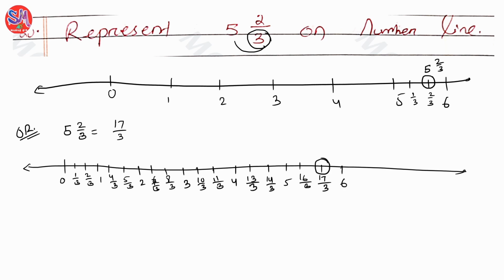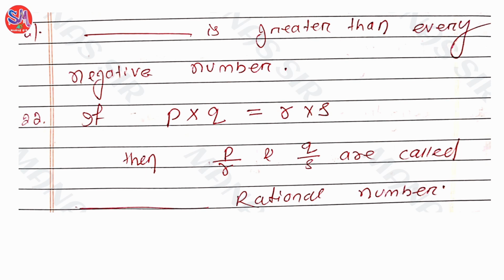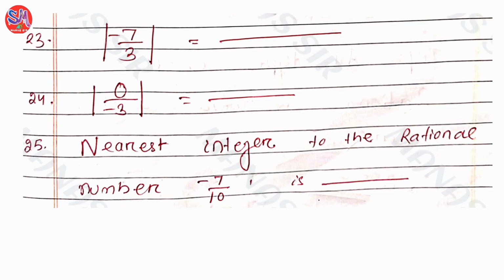Okay. Next question. Dash is greater than every negative rational number, that is the 0. If p by q is equal to r by s, then p by q and r by s are called equivalent rational numbers. Okay. So the answer is equivalent rational number. Next question. The absolute value of minus 7 by 3 is 7 by 3. Now the absolute value of 0 by minus 3 is always 0.